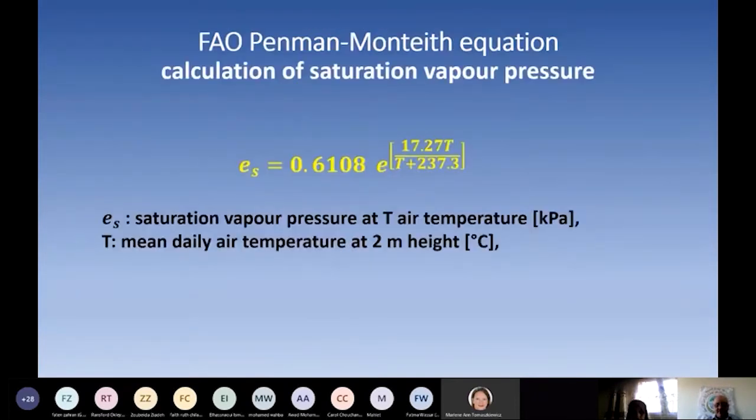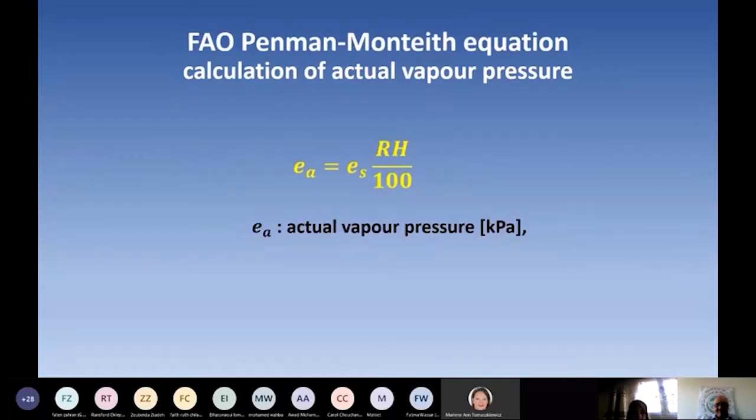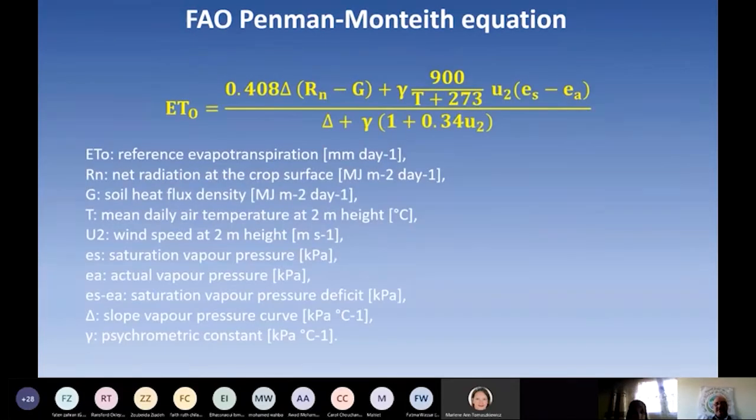es, the saturated vapor pressure, is calculated based on the temperature, and ea is calculated from es using relative humidity. So I can use this equation to estimate ET0, but I need incoming solar radiation, I need temperature, I need wind speed, I need relative humidity. I need all these parameters in order to calculate ET0 using the Penman-Monteith equation.